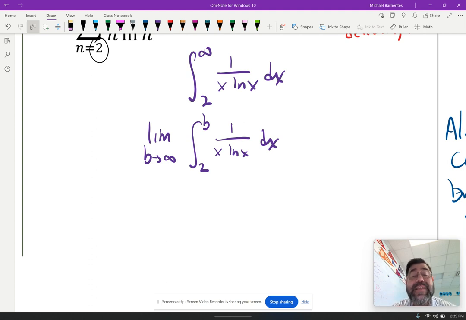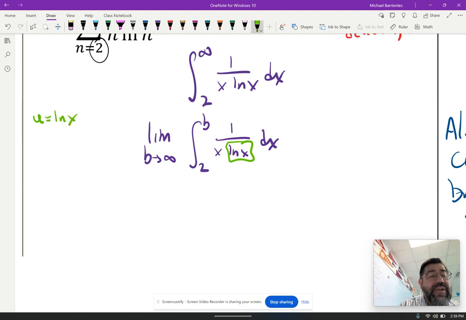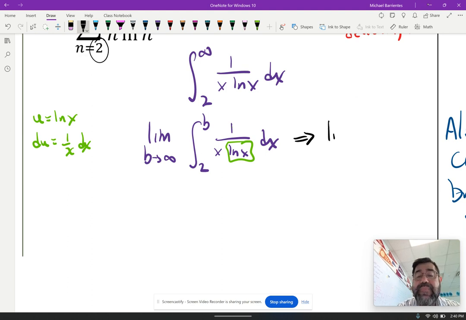It turns out this integral is actually a u substitution. It's a u substitution where u is natural log of x. So if I come over here, u is the natural log of x. That means du is 1 over x dx. Well, hey, look, I have 1 over x dx. Perfect.